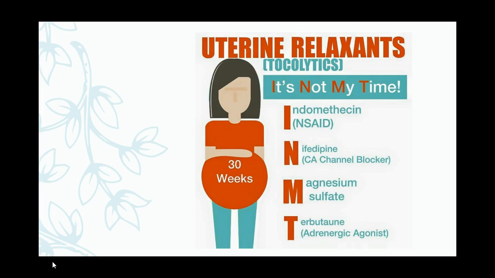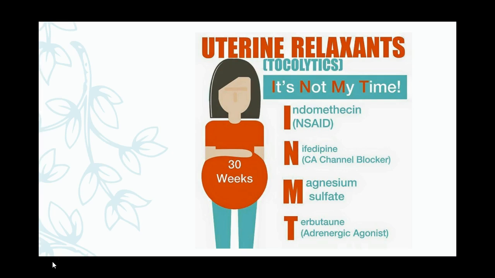Here is another acronym to help you remember the different types of uterine relaxants or tocolytic drugs, and it stands for It's Not My Time. I standing for indomethacin or NSAIDs, N standing for nifedipine, which is a calcium channel blocker, M standing for magnesium sulfate, and T standing for terbutaline, an adrenergic agonist.